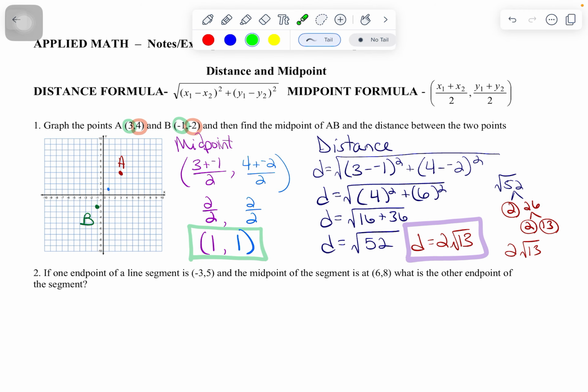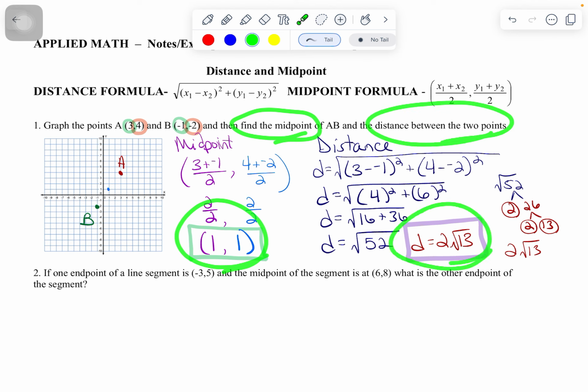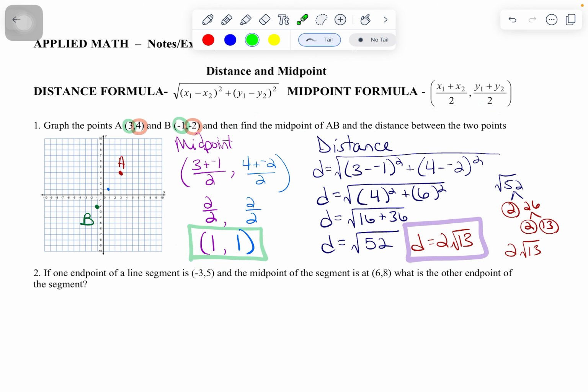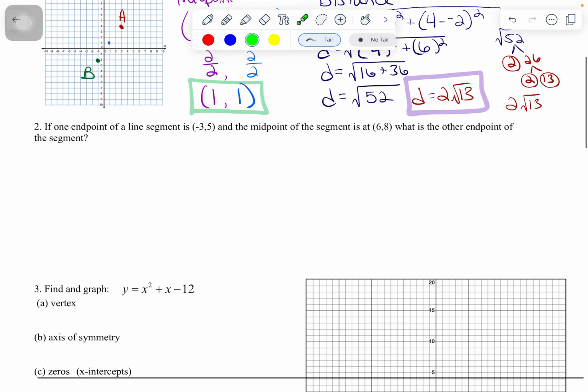So that is the entirety of part 1. First things first, we graphed the points. I gave you a little grid to graph those. Found the midpoint of AB. We found the midpoint and the distance between the 2 points. So we've got all the points covered there.